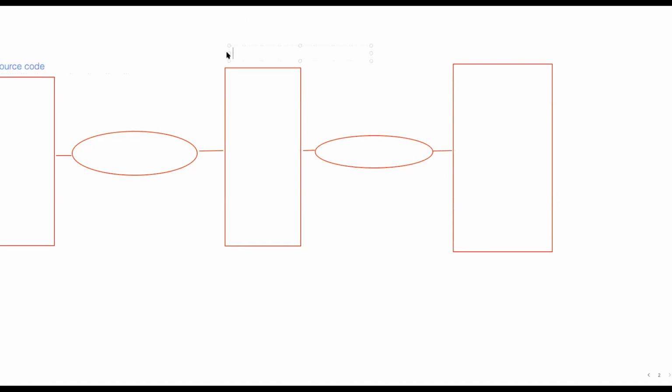Source code we have, then this is called the intermediate code, which is nothing but the byte code. And this final one is the, I'll be writing the output. Interpreter.